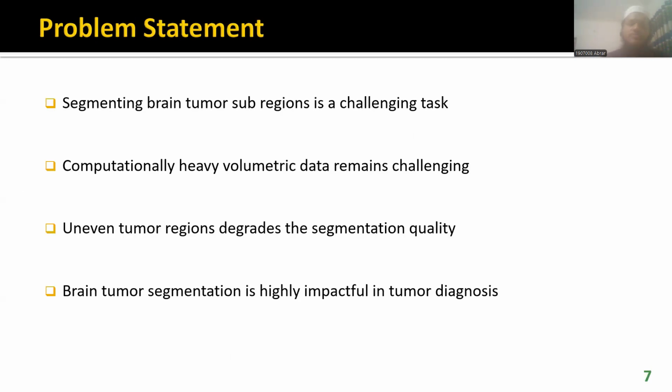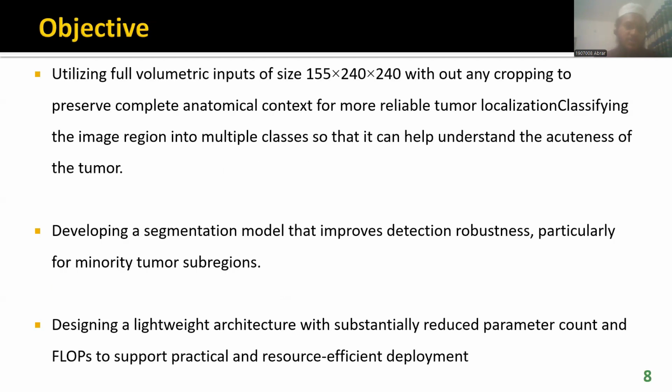As a problem statement, we have stated 4 points. Segmenting brain tumor subregions is a challenging task, and computationally heavy volume data remains challenging. Uneven tumor regions degrade the overall segmentation quality on average. Brain tumor segmentation is also highly impactful in tumor diagnosis. So our target is to develop a model that will segment brain tumors efficiently.